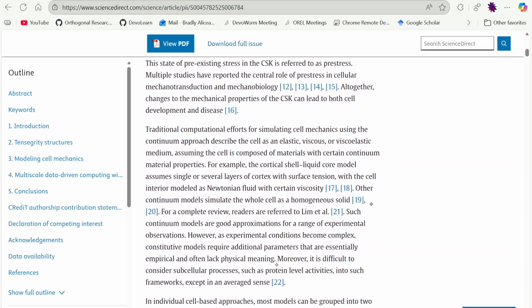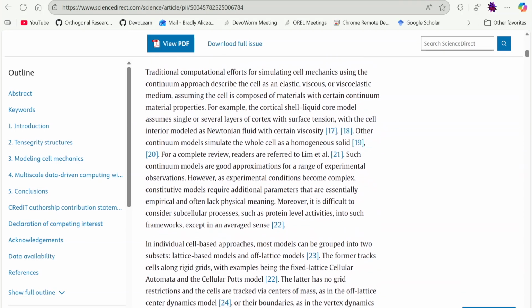Okay, and then they get at the traditional computational efforts, continuum mechanics, describing the cell as an elastic, viscous, or viscoelastic medium. This is assuming the cell is composed of materials with certain continuum material properties. So you have to assume that the cell isn't just a sphere, but has these different properties all acting at the same time.